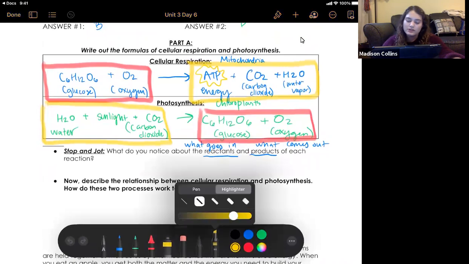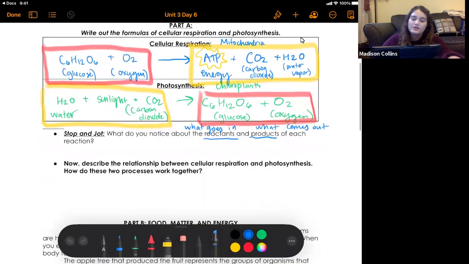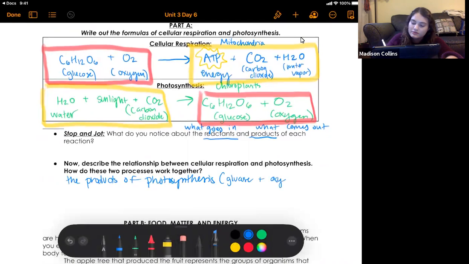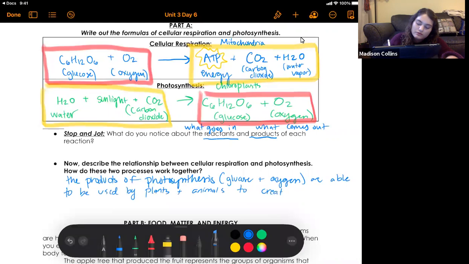All right, so hopefully you noticed that what is produced by photosynthesis is able to be used by cellular respiration. Okay, so the products of photosynthesis, so glucose and oxygen, are able to be used by plants and animals to create energy through cellular respiration.